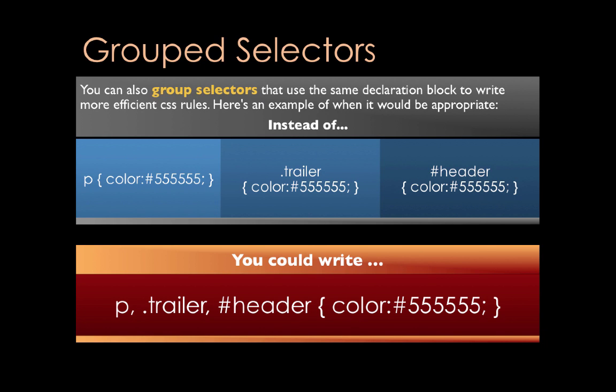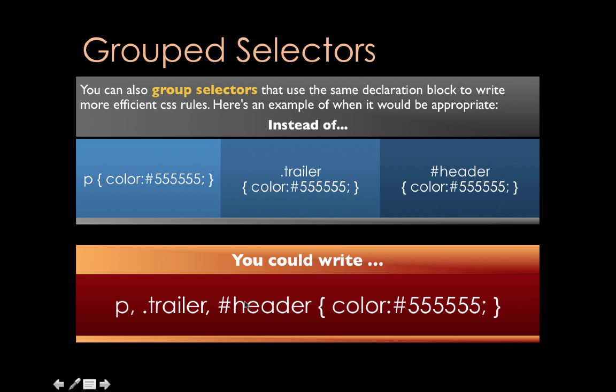Okay, now we also have grouped selectors. Grouped selectors are going to be when, let's say that you have multiple different things that you would want all to have the same properties. For instance, in this case, instead of having three different CSS rules where paragraph is going to be this 555 color, and also a class of trailer is going to be this 555 color, and then maybe this ID of header is going to be 555.